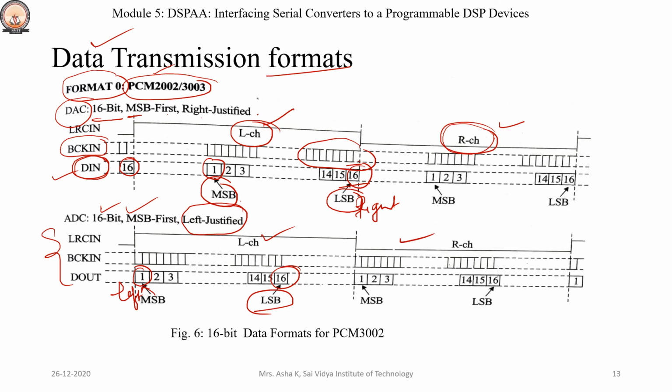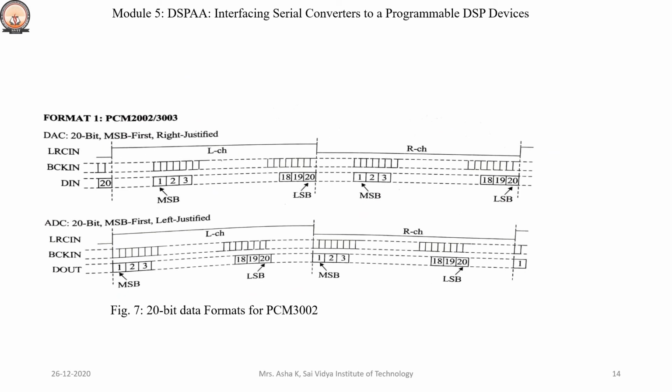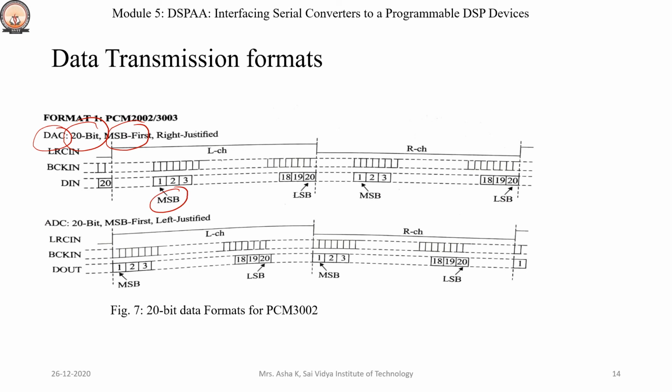This is the data format for PCM3003 or 2002. A similar example for 20-bit of data, that is DAC, digital to analog converter. Here again MSB first is there. Right justified, right side it is justified here. The total number of bits present in the data are 20 bit. Here 1 to 3 are shown and 18, 19 and 20 are shown and in between are not shown.